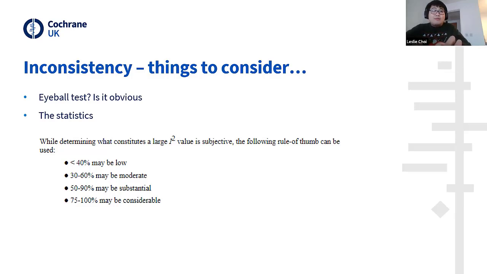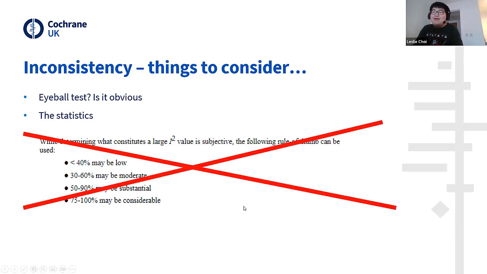And I've taken this quote directly from the GRADE Handbook, where they talk about thresholds for the I-squared value. So they say, whilst determining what constitutes a large I-squared value is subjective, the following rule of thumb can be used. So, essentially 50 to 90% may be substantial, and 75 to 100% may be considerable. So one of the key take-home messages I want to take away from this MSU clinic is to move away from using thresholds, especially for making decisions to downgrade for inconsistency.